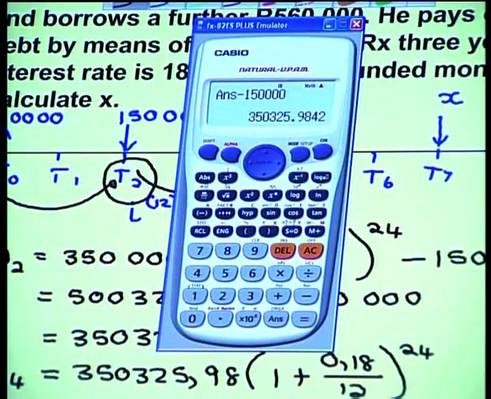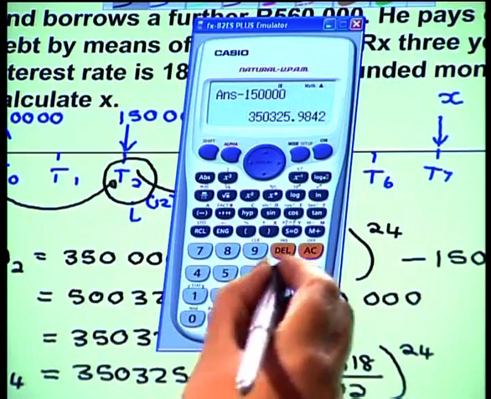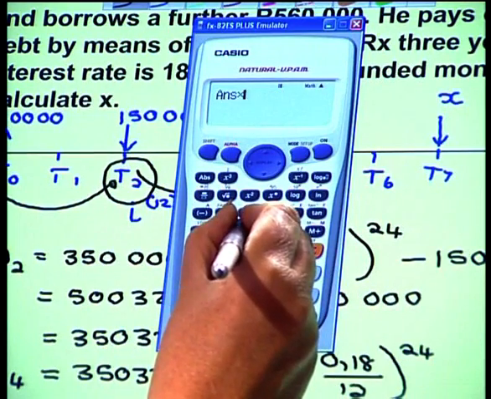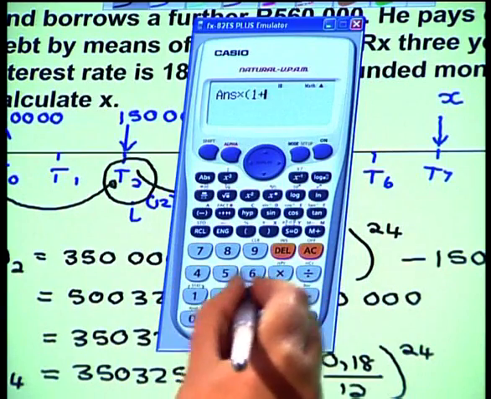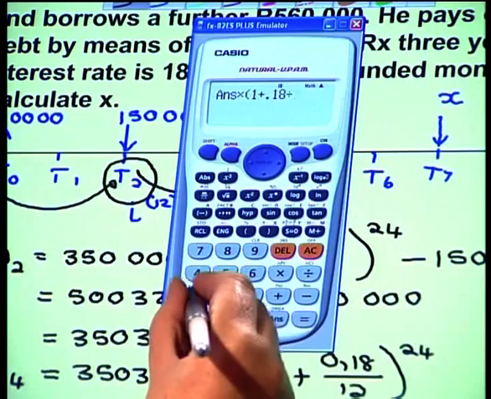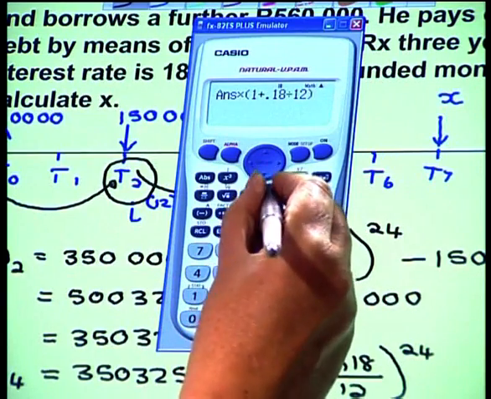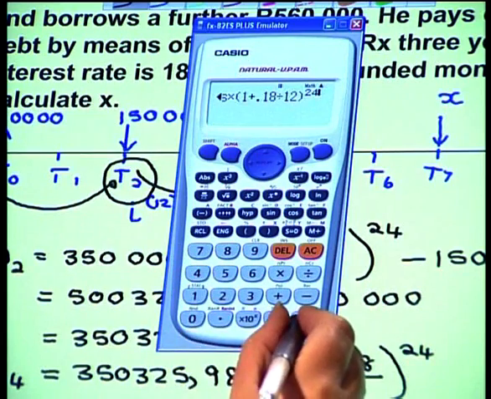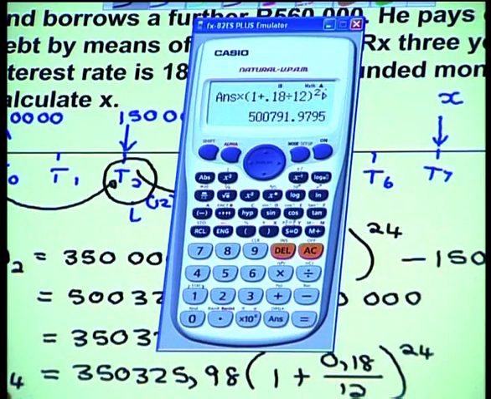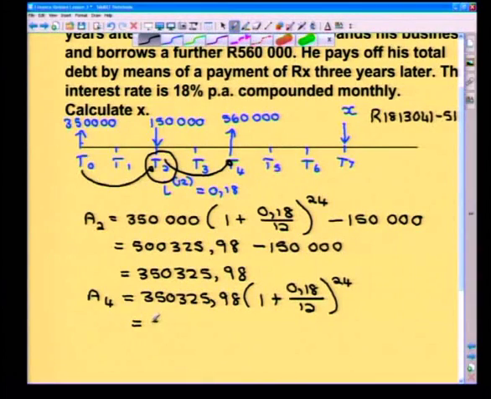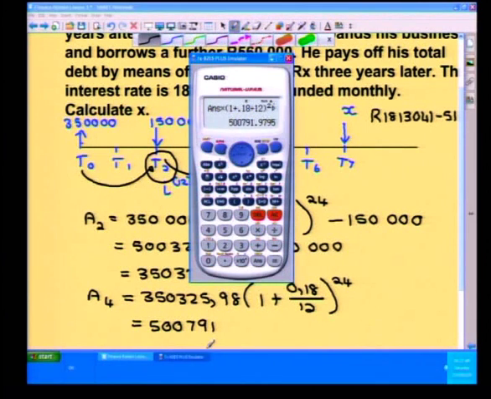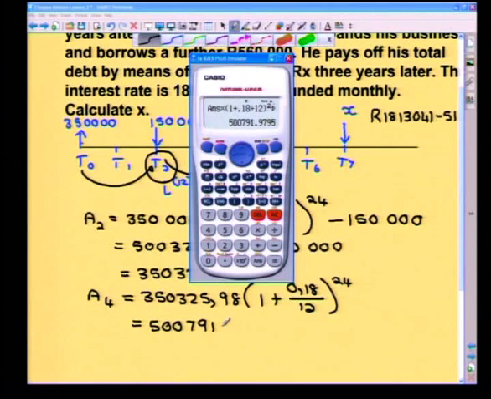Notice I've still got my figure in the calculator. I did not take it away. So what I'm going to do now is I'm going to say times, open the bracket, 1 plus 0.18, divide by 12, close the brackets, raise to the power 24, and we're going to get that answer. So we can see at this stage, this is what he owes. So let's write it in: 500,791, and let's just put it up for the cents. Notice in the actual work, I'm writing in 2 decimal places because that's what they expect from me. So it's 98 cents.